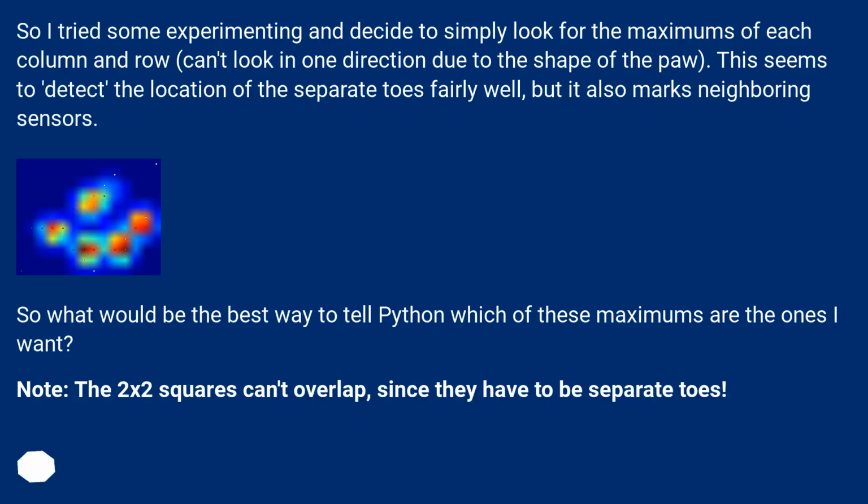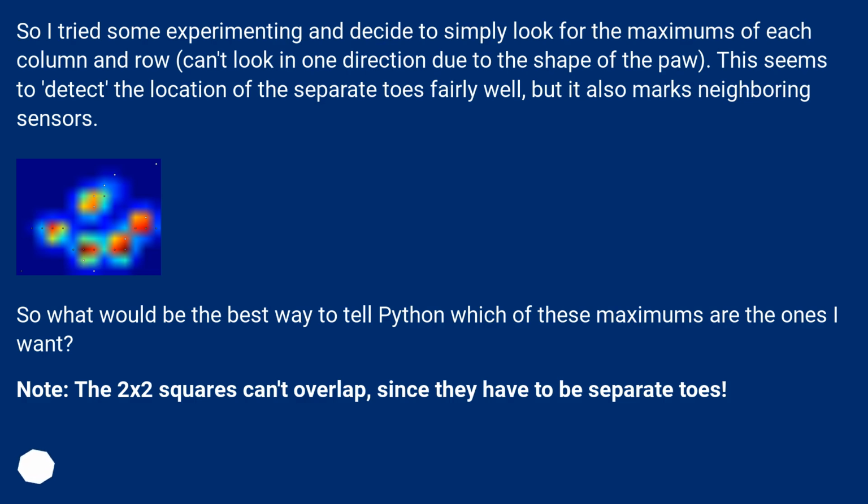So I tried some experimenting and decided to simply look for the maximums of each column and row. Can't look in one direction due to the shape of the paw. This seems to detect the location of the separate toes fairly well, but it also marks neighboring sensors. So what would be the best way to tell Python which of these maximums are the ones I want?